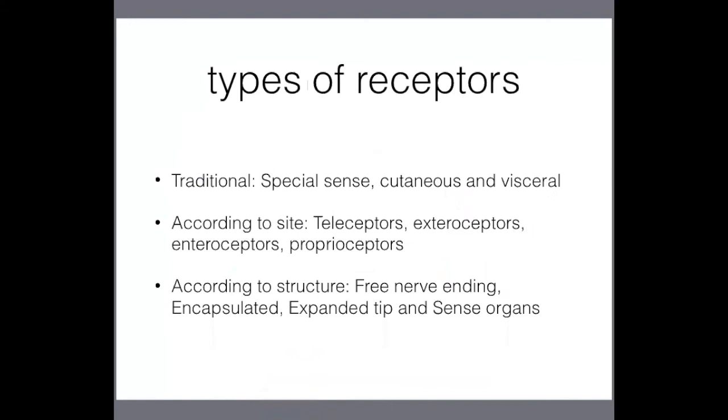Then we're going to be talking about the types of receptors. When it comes to types of receptors, there are a lot of classifications, not just one. However, I prefer the last classification. I'll give you all of the classifications and I'll focus on the last one. So first of all, the traditional system goes by three. The special senses, which are hearing, taste, seeing, those ones. And cutaneous, which is basically anything on the skin: touch, temperature, pressure, and those ones.